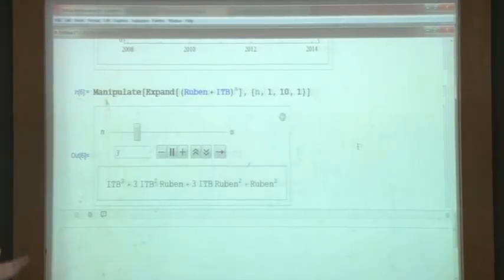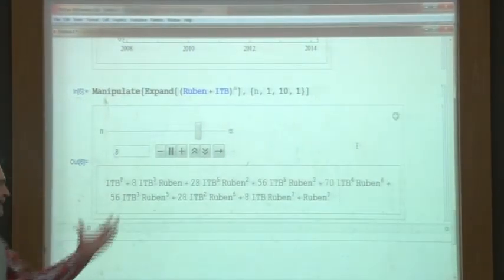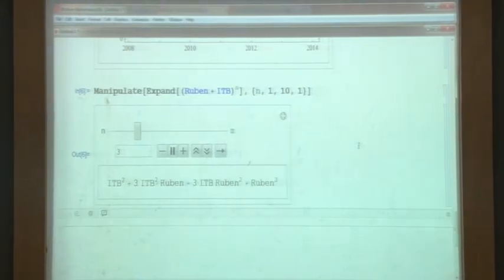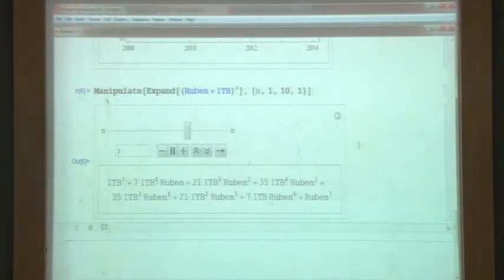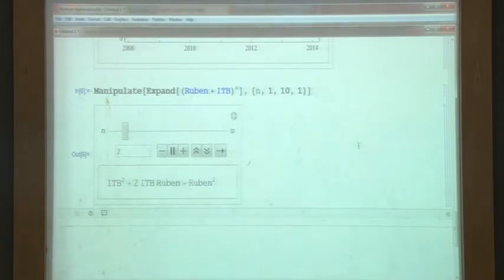So n is going from 1 to 10, right? And it's expanding that. Pretty cool. And what I'm trying to say is that n, in this case, is just an integer.